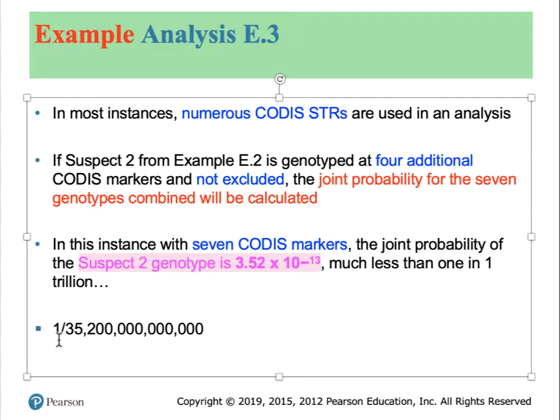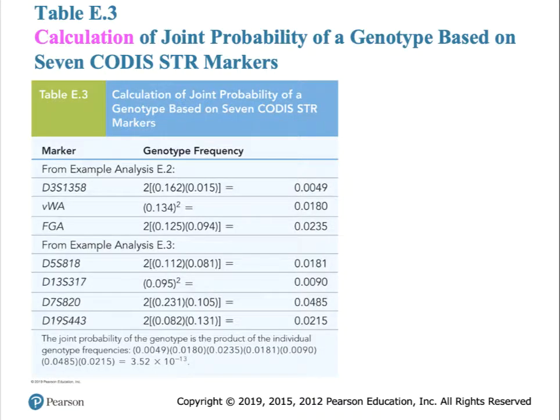That means the probability of somebody else having the same genetic profile as the suspect is over a trillion, 1 in a trillion. Table E3 shows us how this calculation was obtained. It's exactly the same logic as we did for the 3 loci. Now we do it for the 7 loci.